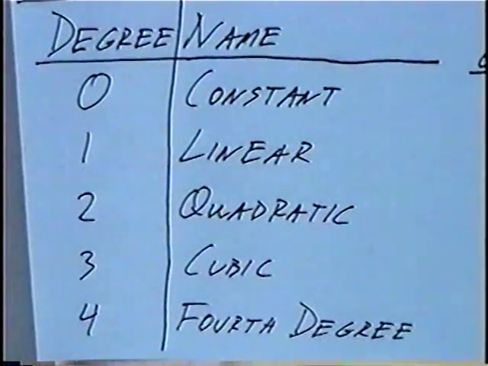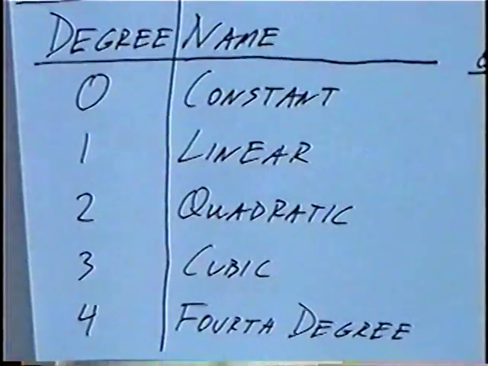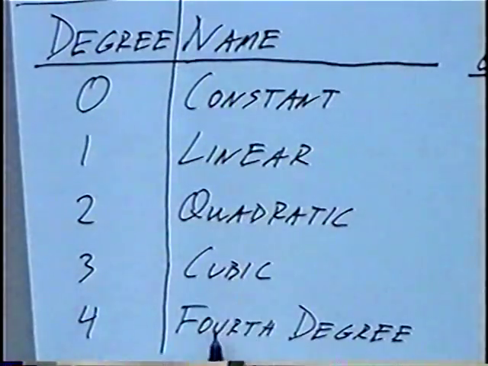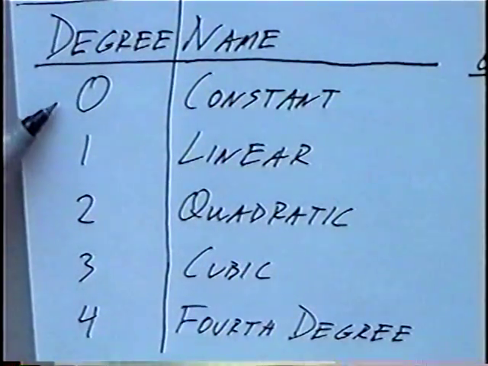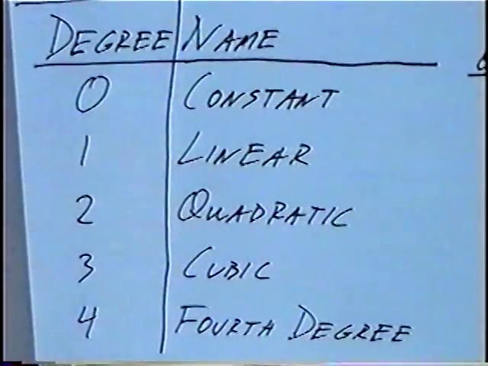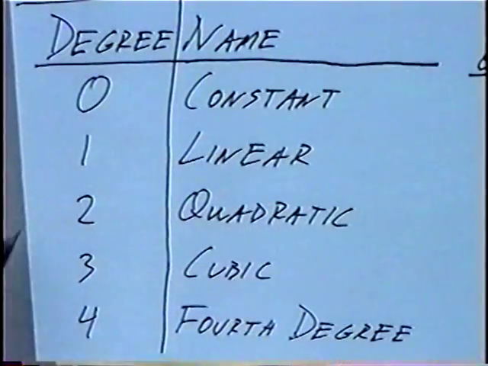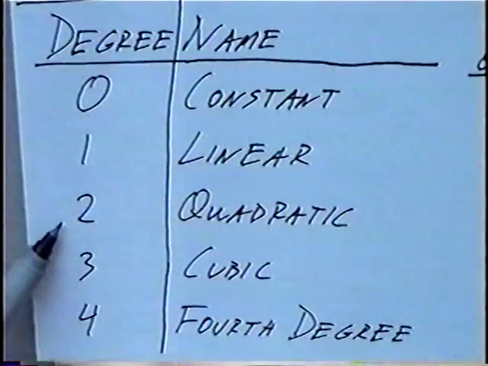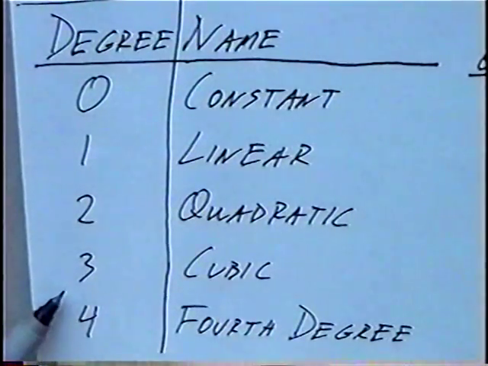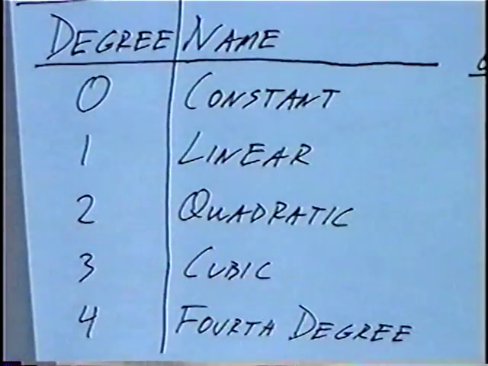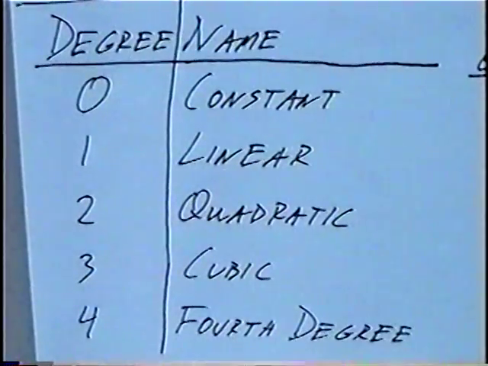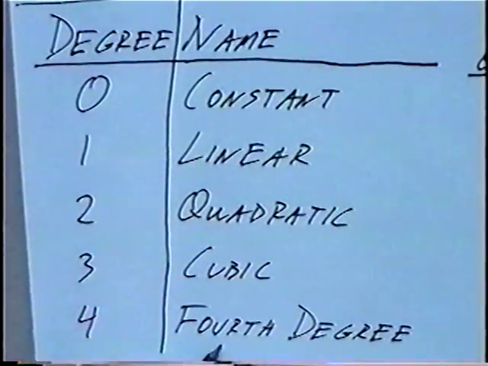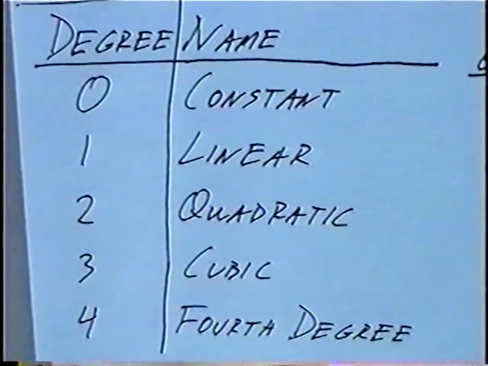For the first table, we can take the degree of a polynomial or monomial and find the name of that polynomial. If we have a degree of 0, which again means we have a single number that is a constant. If we have a degree of 1, the name would be linear. Degree of 2, quadratic. Degree of 3, cubic. And a degree of 4 would be fourth degree. Anything above 4 would be the number and degree. For example, 5 would be fifth degree.